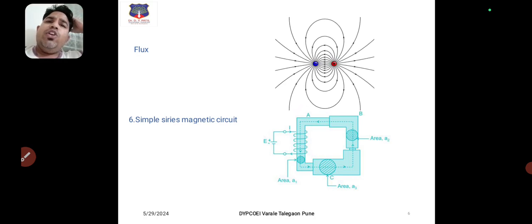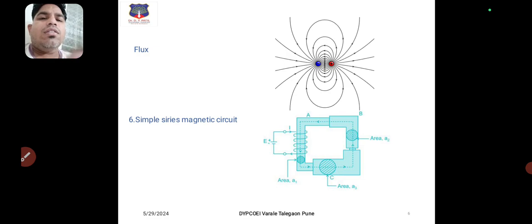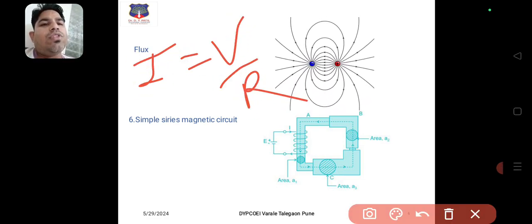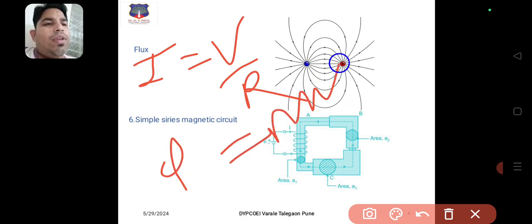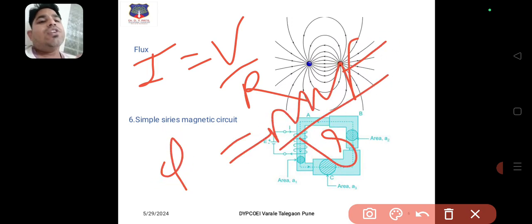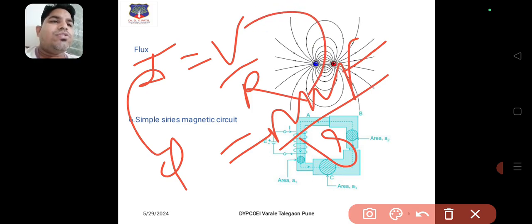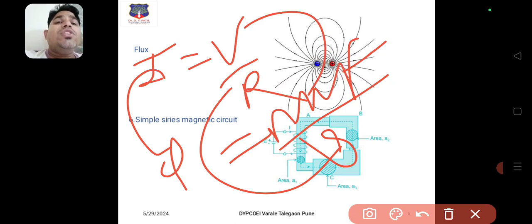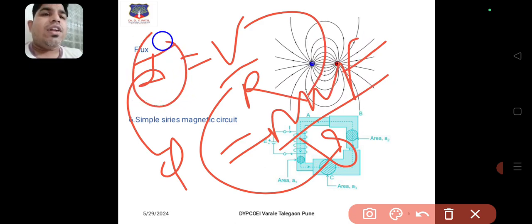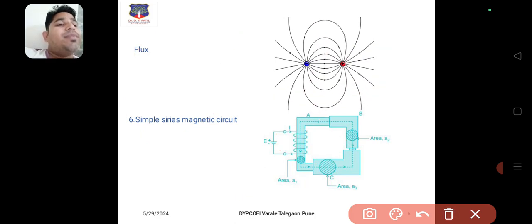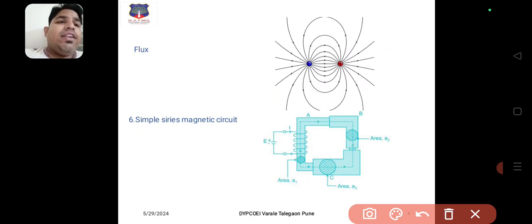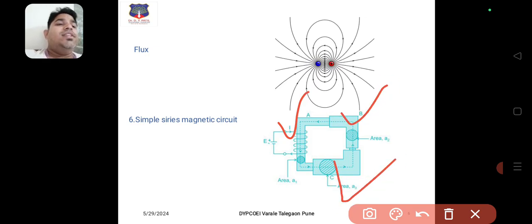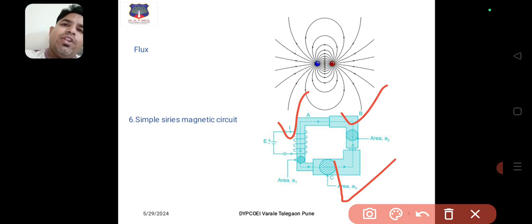As per electrostatics Ohm's law, I is equal to V divided by R, and in magnetics, Ohm's law is phi is equal to mmf divided by S. So I stands for phi, V stands for mmf, and R stands for S. In the case of a series, the current is always the same. So we consider that magnet A, magnet B, and magnet C are connected to each other.